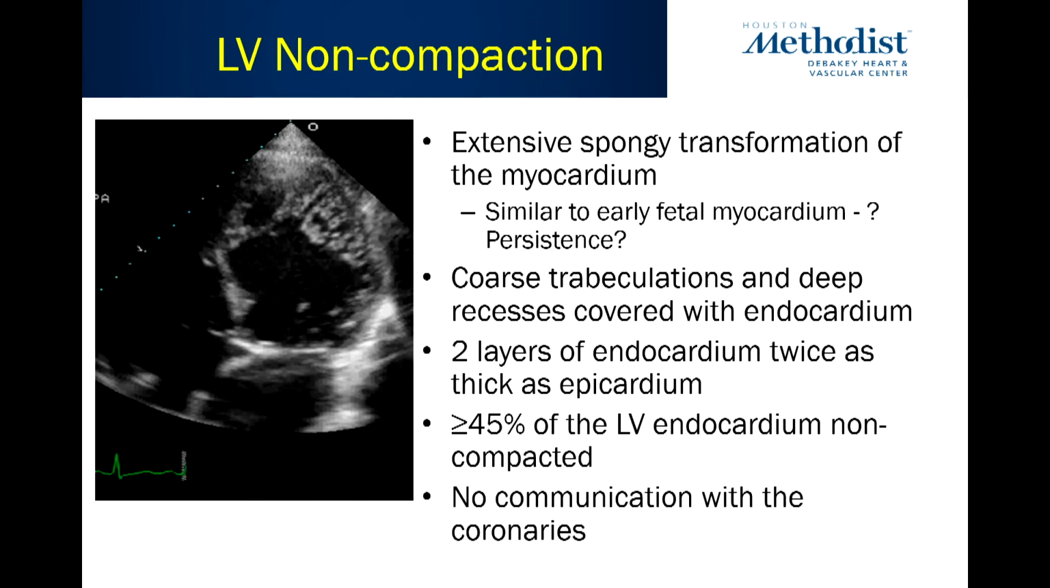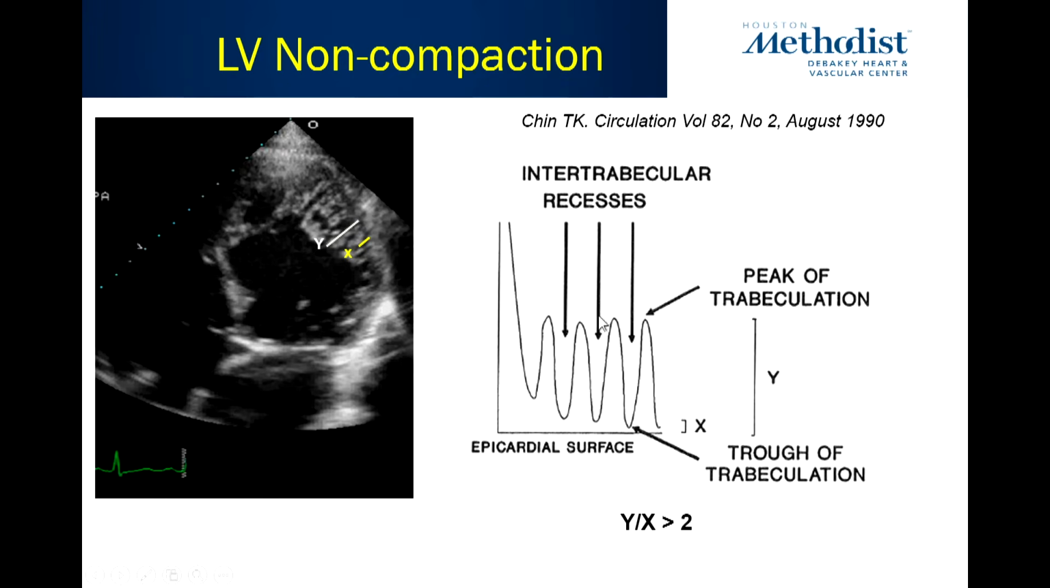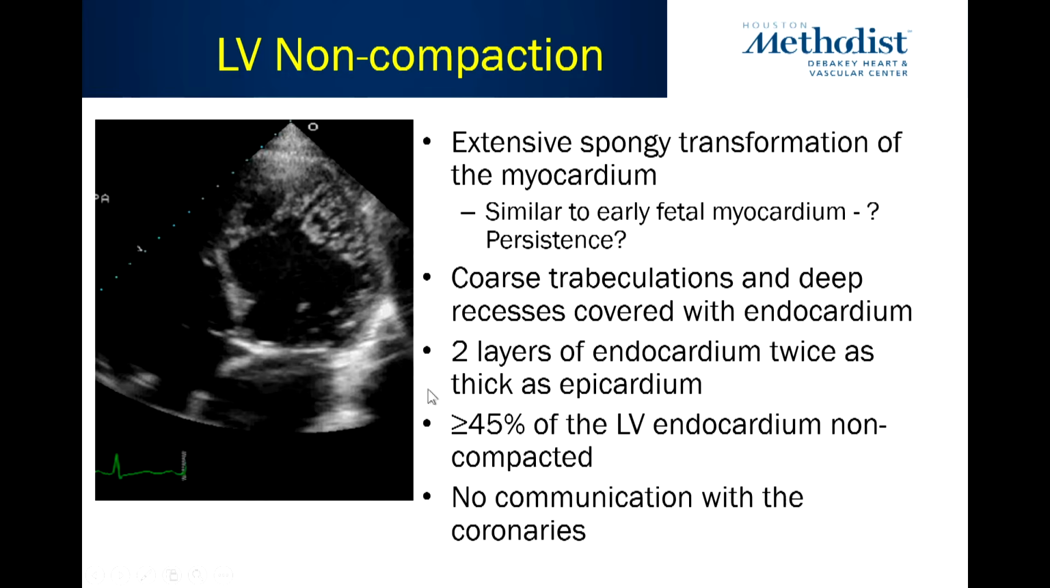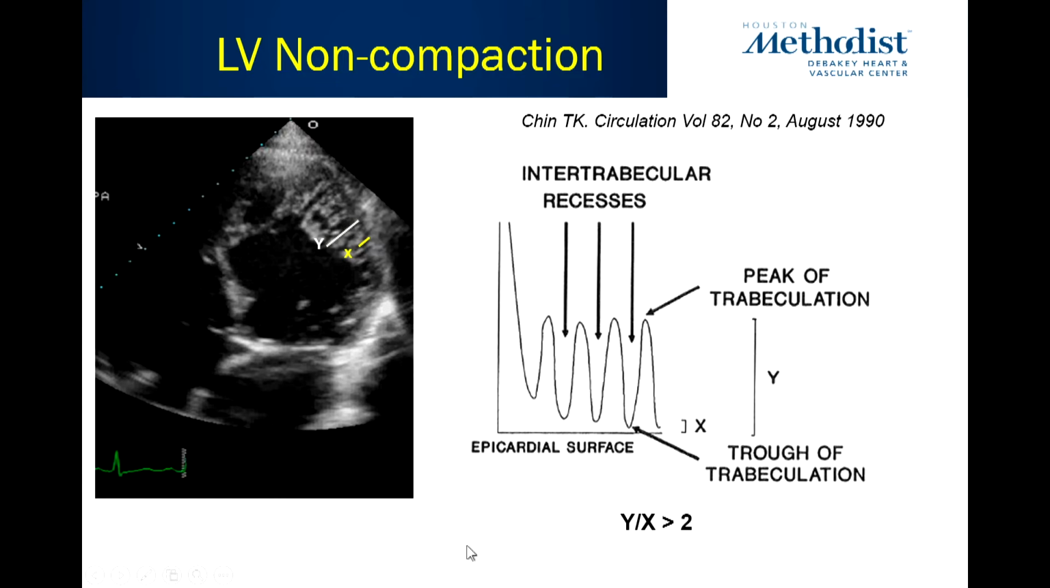It consists of an extensive spongy transformation of the myocardium, which kind of resembles the fetal myocardium. Coarse trabeculation, deep recesses. And the criteria that had been established is that basically when you look at these recesses here, in this diagrammatic function, basically you have these recesses be more than the actual thickness of the wall by a criteria that I show you here, more than 45%. Tend to be more in the apical segments in general.